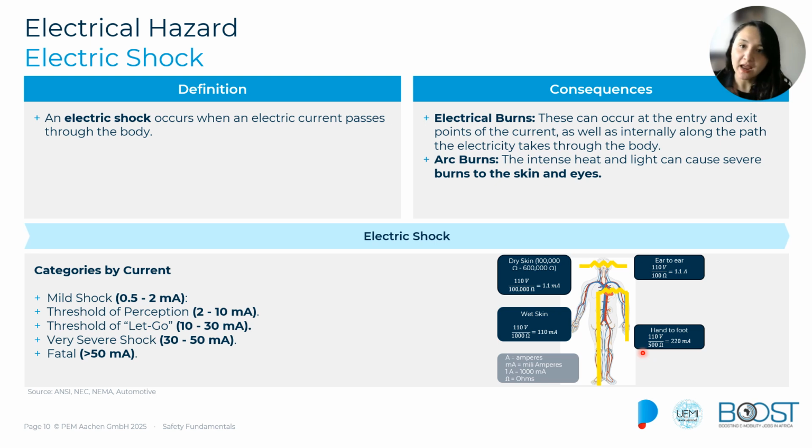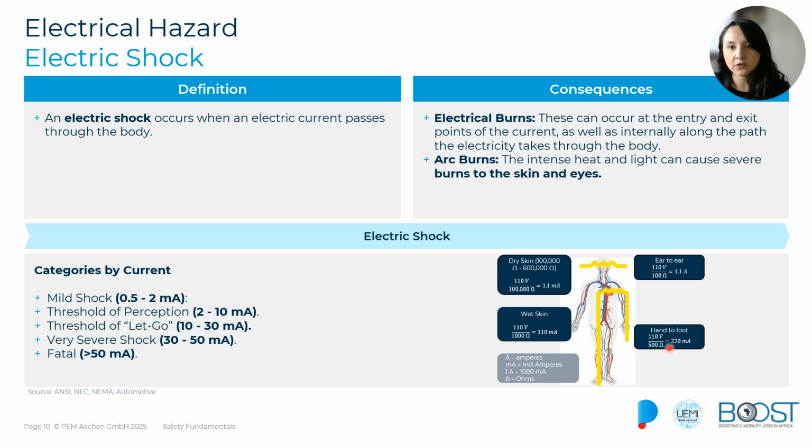Also, another important factor is the resistance of our body, and that depends on whether we have dry skin or wet skin. Dry skin is preferable because it offers more protection, since our body will have a higher resistance. On the other side, with wet skin the resistance will drop, which allows more current to flow through our body and increases the severity of the injury that we might have.